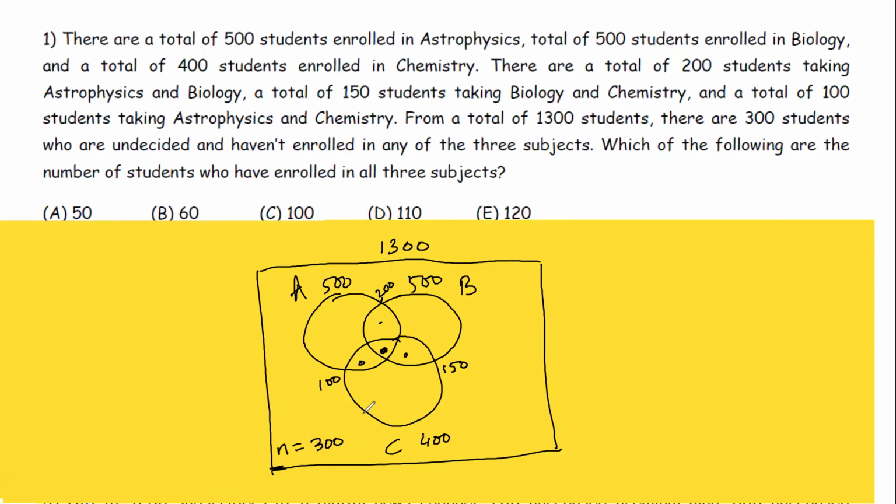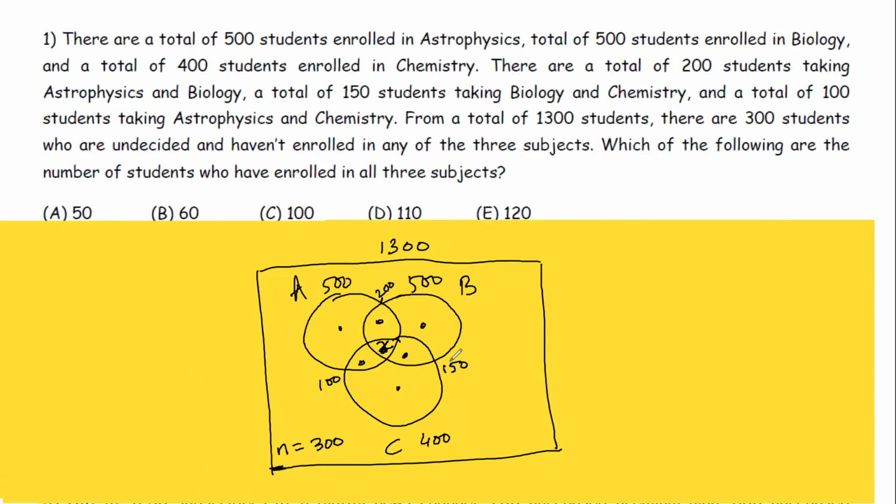Basically 1300 is total, 300 is undecided. So whoever is enrolled in Astro, Bio, and Chem, they're 1000, because 1300 minus 300 is 1000. So 1000 is inside these three circles. Individually there'll be these seven regions, which total 1000. Now, which of the following is the number of students who have enrolled in all three subjects? So we have to find this X.